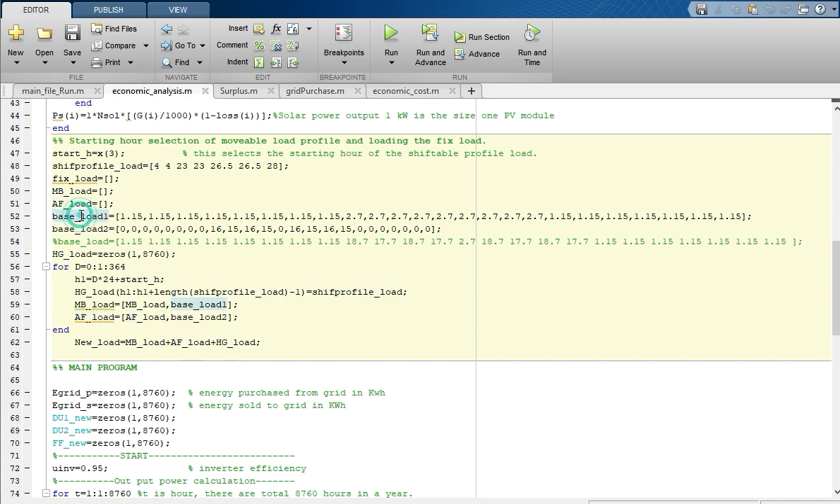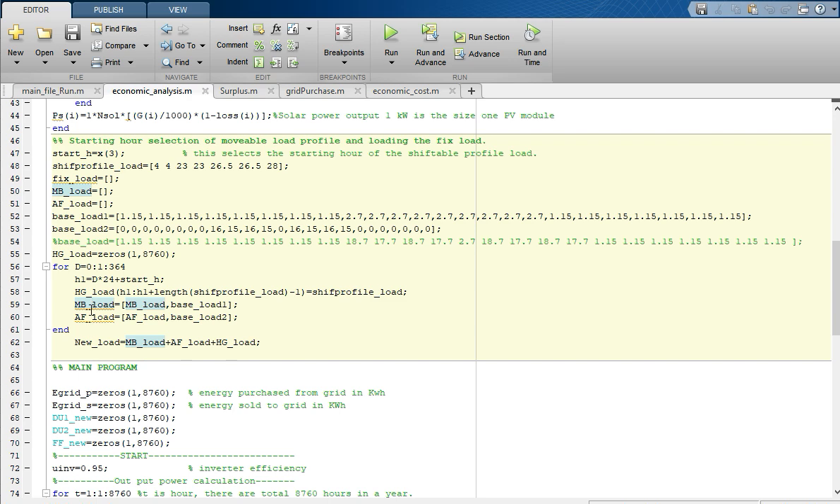and base load 1 is actually MB load for 24 hours, and base load 2 is AF load for 24 hours. So here is a for loop from 0 to 364, which means it will run for 365 days, and here A and B is just repeating it. This is just to convert this 24-hour profile to an annual profile. So the MB load will have a length of 8760 hours instead of 24 hours, because in a year there are 8760 hours.